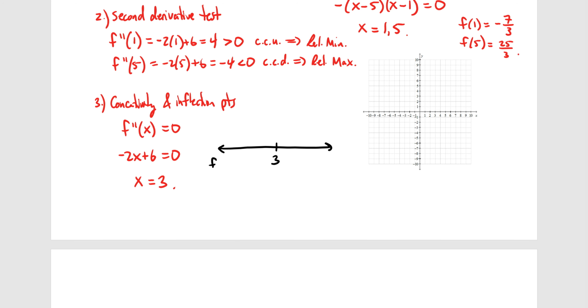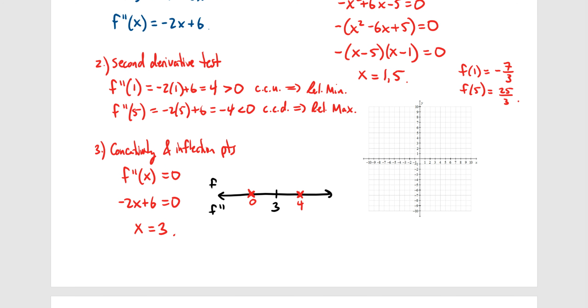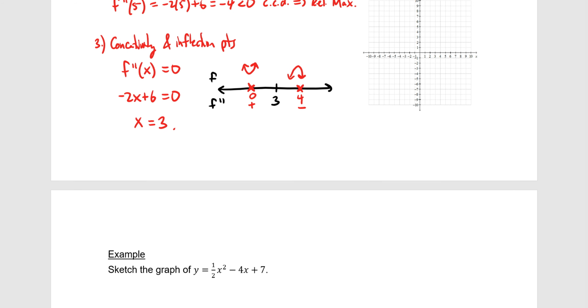So since we're dealing with the second derivative, we put f double prime and then we put f up there. So we pick values to the left of 3 and to the right of 3 and plug them in. If we plug in a 0 and a 4, f double prime of 0 would give us a positive number, which means f is concave up. And if we plug in 4, that will give us negative 2 times 4 is negative 8 plus 6, which is negative 2. That'll give us a negative number, which means concave down. So since it changes concavity, we know there is an inflection point.